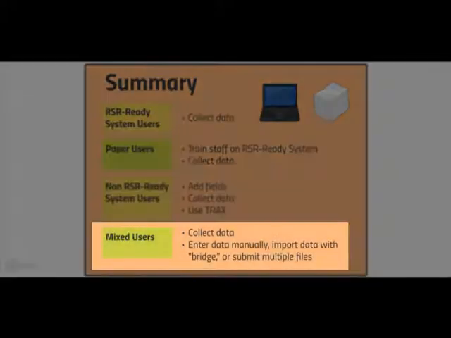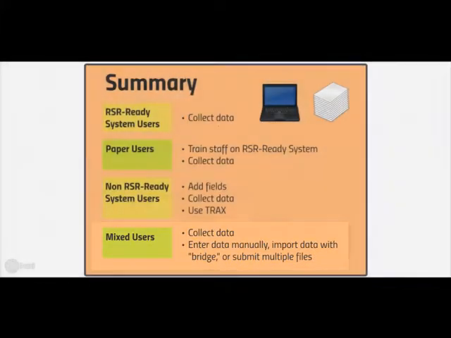Those of you who are mixed system users have several options. You can collect data in your non-RSR ready system and then enter it again in the RSR ready system. You can also collect data in your non-RSR ready system and then import it electronically to an RSR ready system. This requires you to build or adopt an import function. Finally, you can generate 2 files and upload these both to HAB.